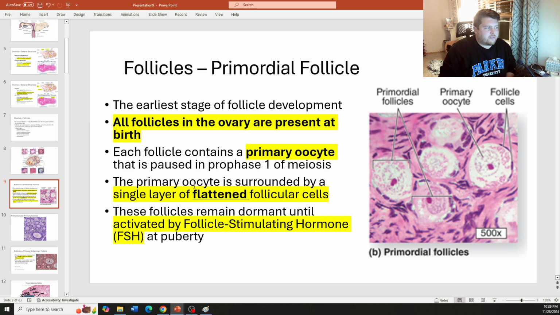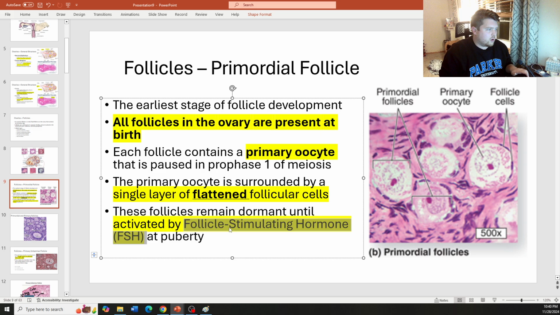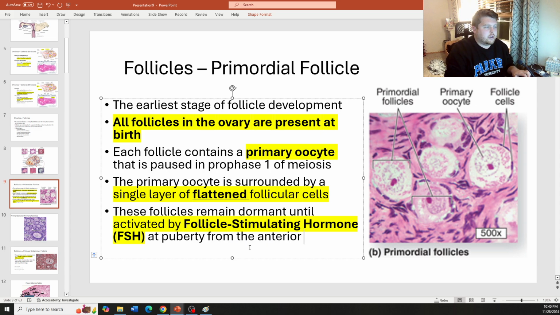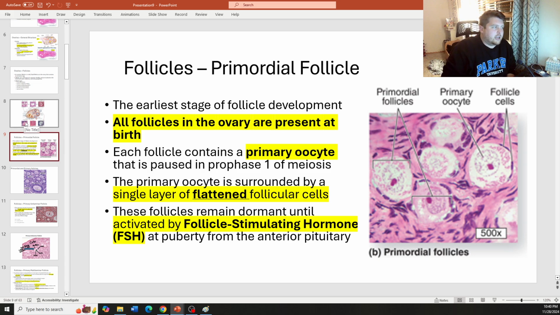Some of the defining characteristics: this primary oocyte, that was going to become the egg, is surrounded by a single layer of flattened follicular cells. And these follicles are going to remain dormant until a hormone called follicle-stimulating hormone starts to be released at puberty from the anterior pituitary gland. And we'll look at all of the different hormones and what releases what and how it interacts with everything.